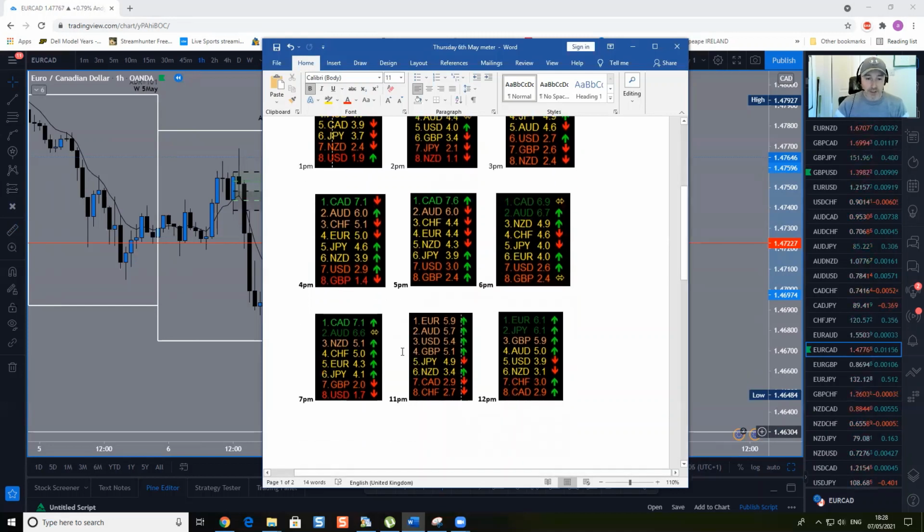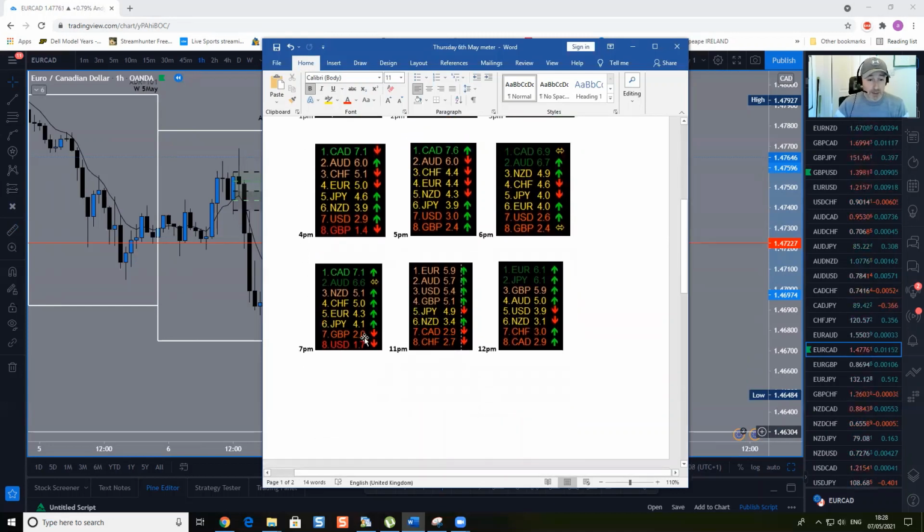So going back to what we're saying, right? You're still in the GBP. GBP at 7 p.m. is still weak. It's growing in numbers now. Look, in fact, look at that there. So on the GBPUSD, the USD has jumped above the GBP. Okay, it's flipped. The USD is still stronger than the GBP, but the GBP is gaining strength. Okay, and then look what happened at 12 p.m.